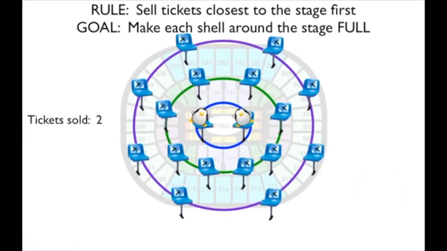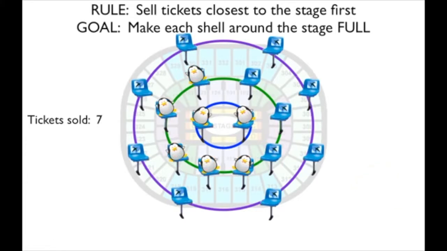Another scenario, we sell 2 tickets. So the rule is they're going to be the ones closest to the stage, so that's all good, and we actually met the goal. The shell is full. So that's a really happy, stable scenario, and this is actually the element helium.